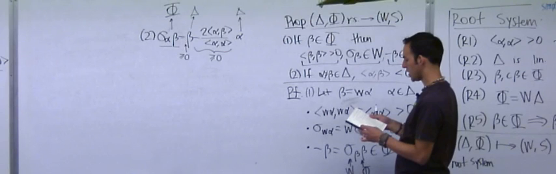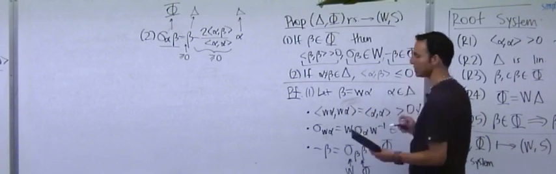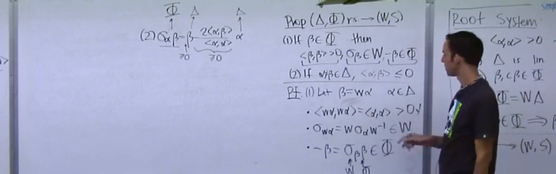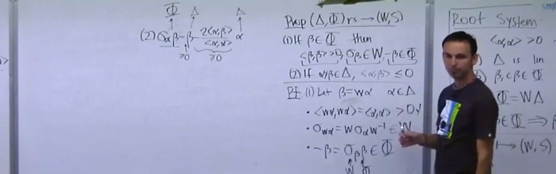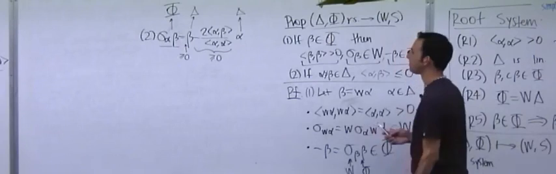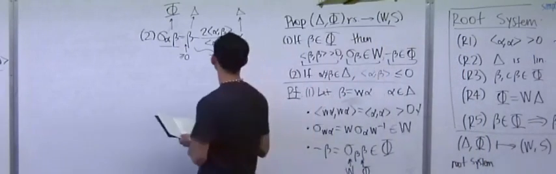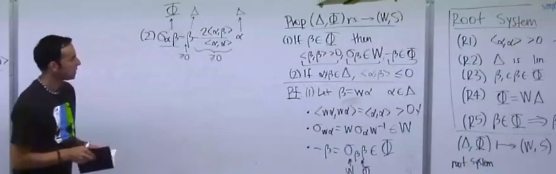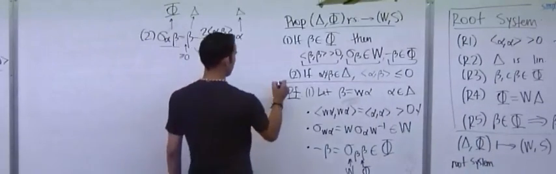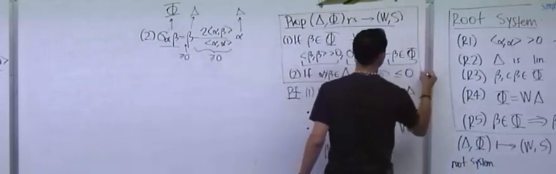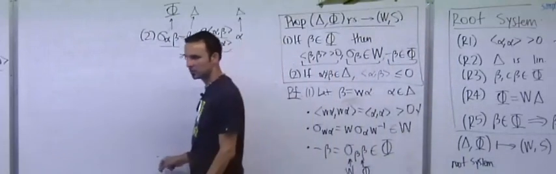Why could it not be equal to 0? It could be equal to 0. Yeah. This is less than or equal. Okay. So there's my proposition on some lemmas on root systems.